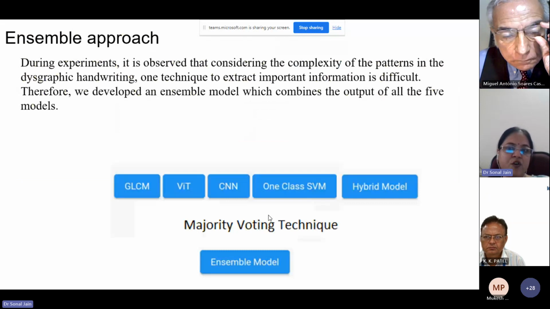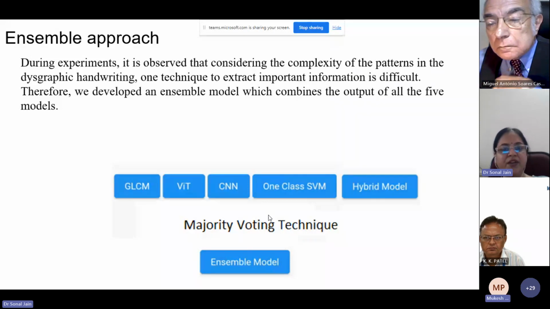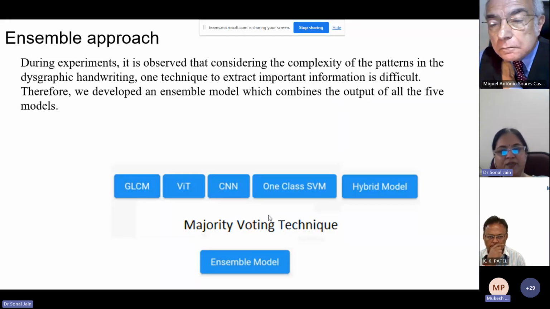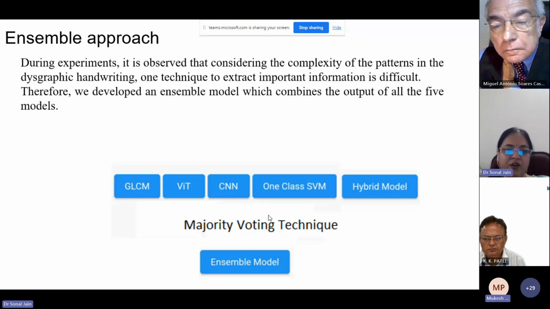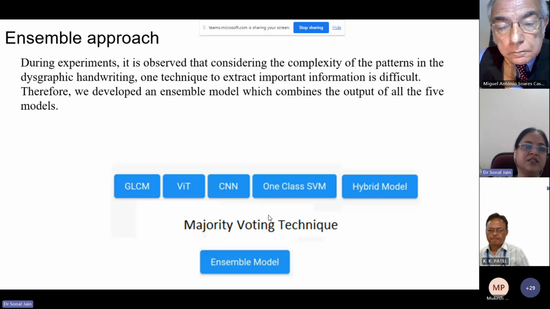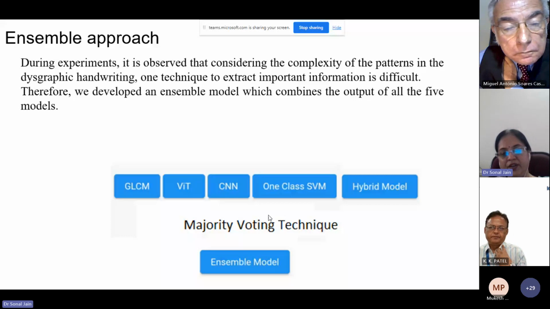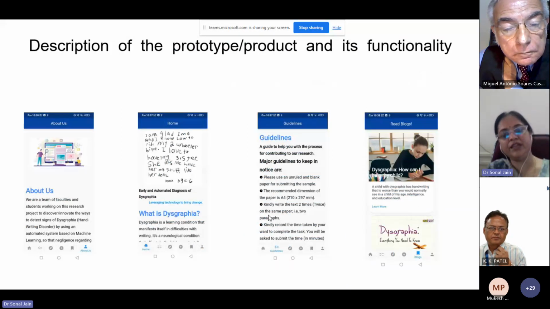Ensembling approach, of course, we had to opt for, because each one was giving us different variations of the output. So GLCM, ViT, CNN, one-class SVM, and hybrid. And finally, we utilized a majority voting technique for giving results to the end user. We have our prototype ready with us.